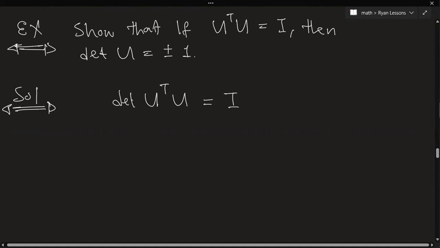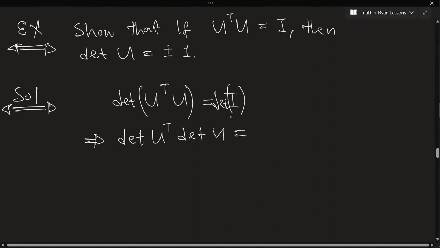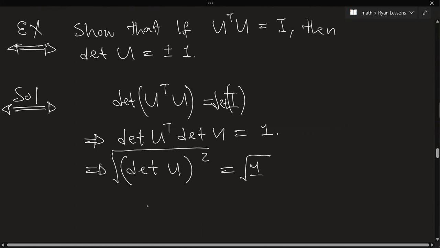So what I'm going to do is find the determinants of both sides. Here I do not know actually what the determinant is, but I know that whenever I have two matrices, I can break this into the determinant of U transpose times that of U, and the determinant of the identity matrix is just 1. And then again, I know that the determinant of the transpose is just the same as the determinant of U. So I'll have determinant of U squared is equal to 1. I can now take the root of both sides. Therefore, I'll get that my determinant of U is equal to plus or minus 1.